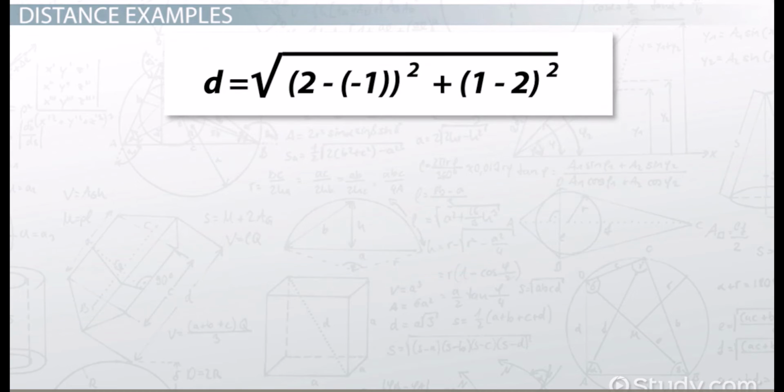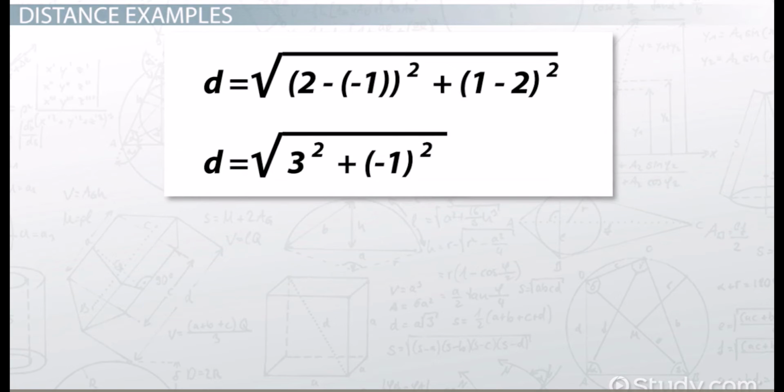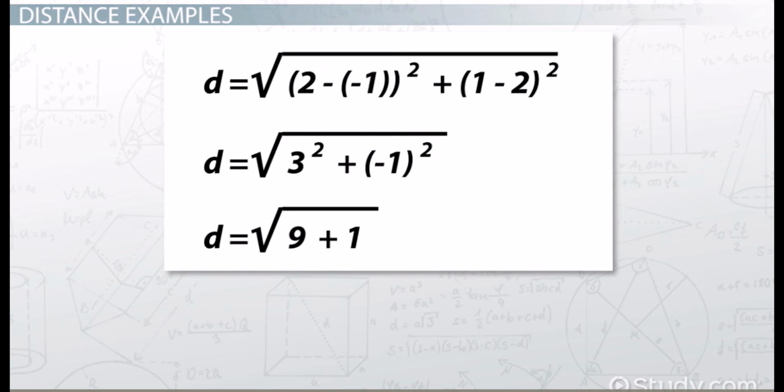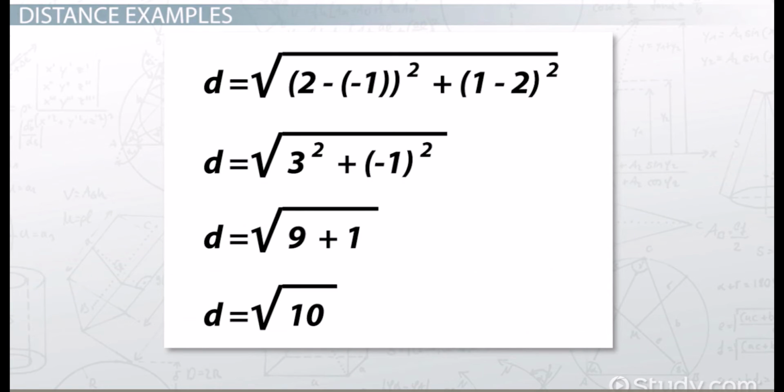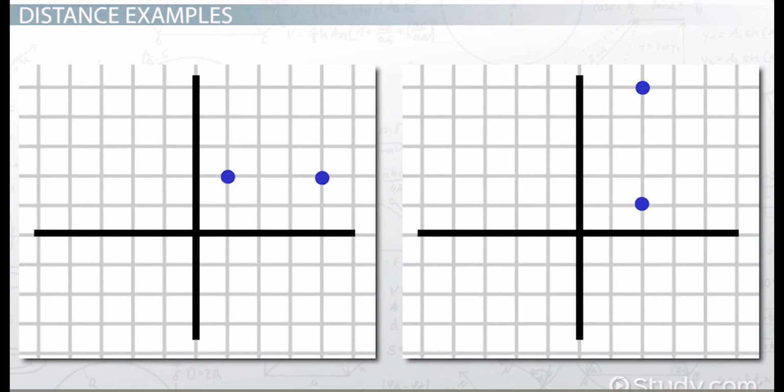D equals the square root of (2 minus -1) squared plus (1 minus 2) squared. D equals the square root of 3 squared plus -1 squared. D equals the square root of 9 plus 1. D equals the square root of 10. D equals 3.2.